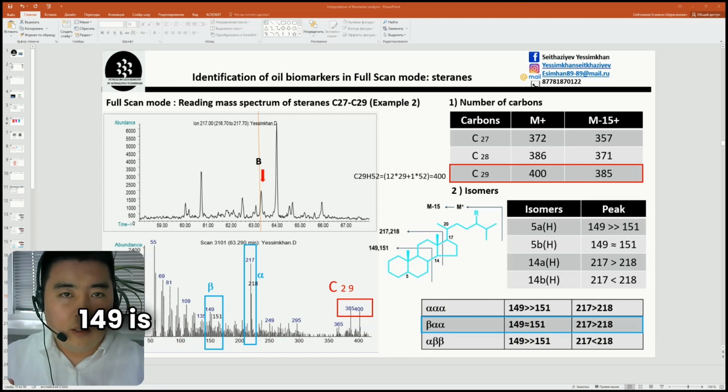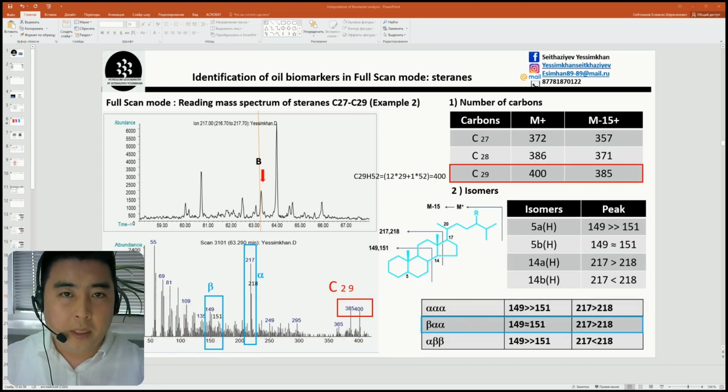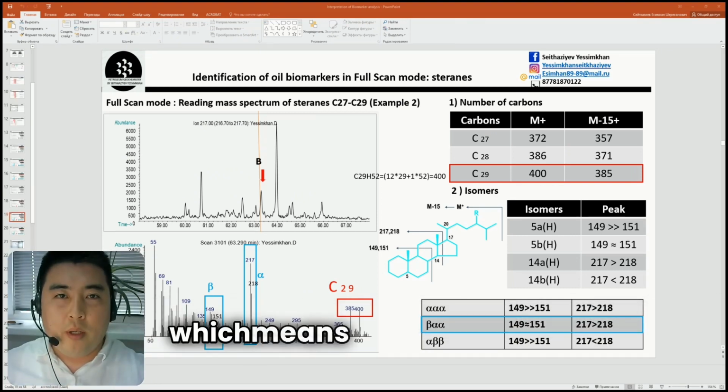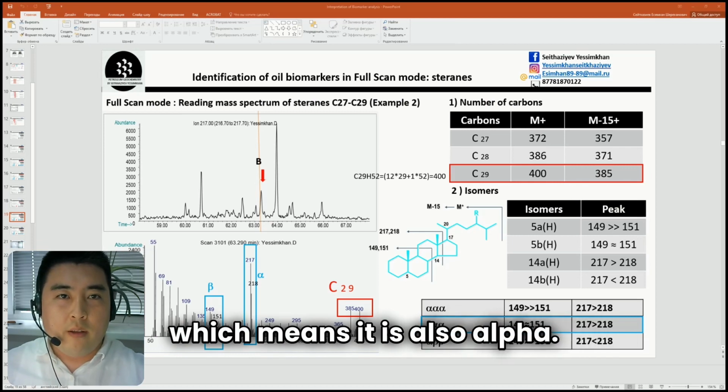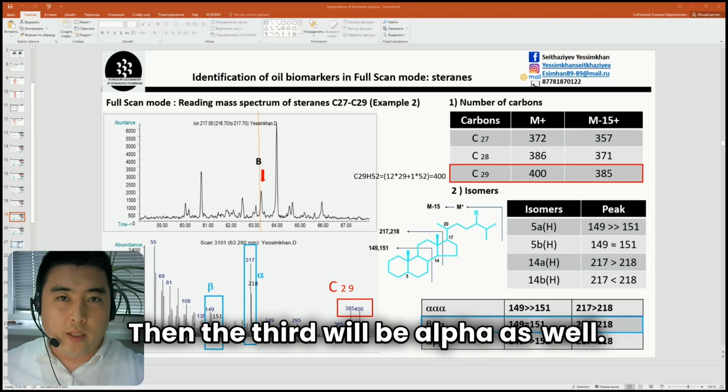149 is lower than the ion 151, which means beta, which means it is also alpha. The second is also alpha, then the third will be alpha as well.